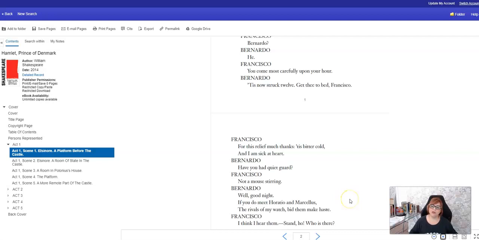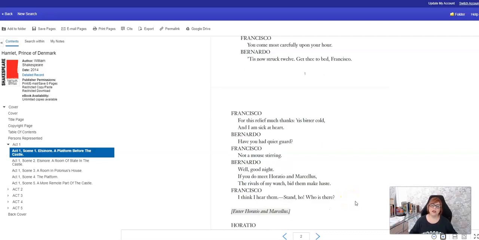And Francisco goes, not a mouse stirring. And Bernardo goes, well, good night. If you do meet Horatio and Marcellus, the rivals of my watch, bid them make haste. So from this, we know that Horatio and Marcellus are going to show up in a bit and that he's waiting on them. And then Francisco goes, oh, I think I hear them.